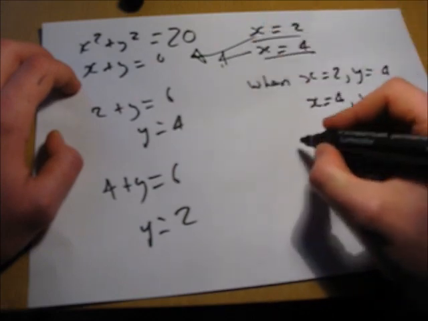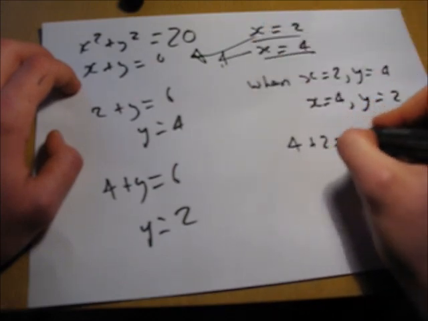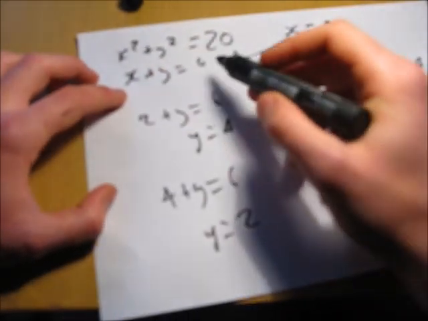So then we can just make sure, so you put 4 plus 2 equals 6. That shows that x plus y does equal 6.